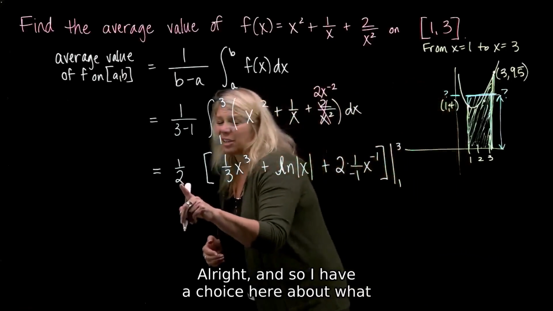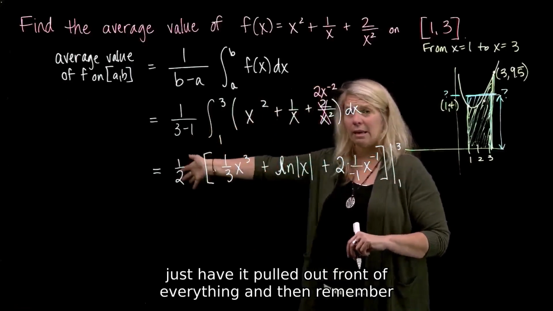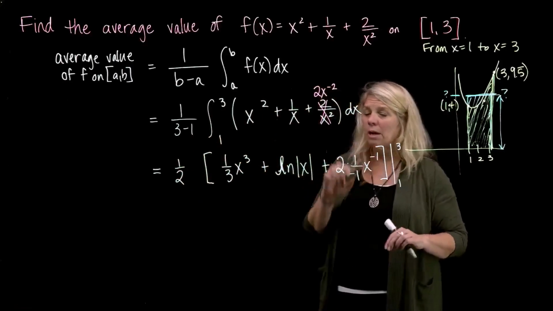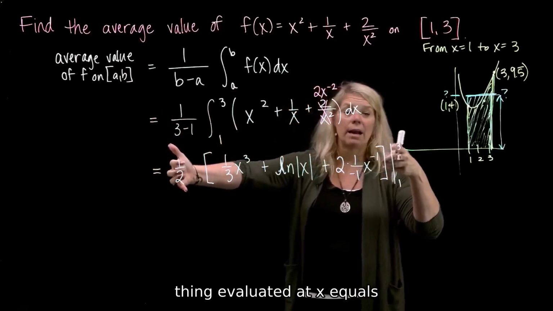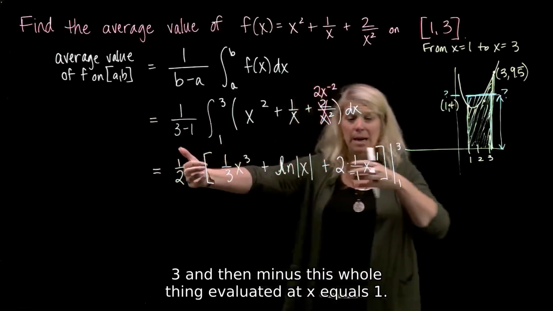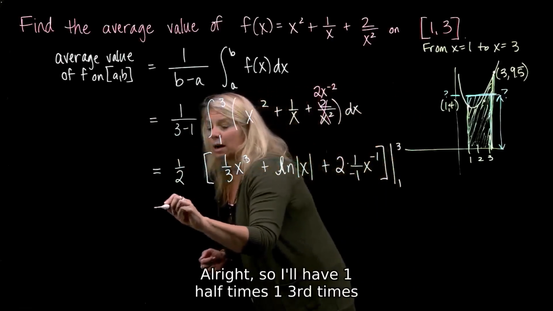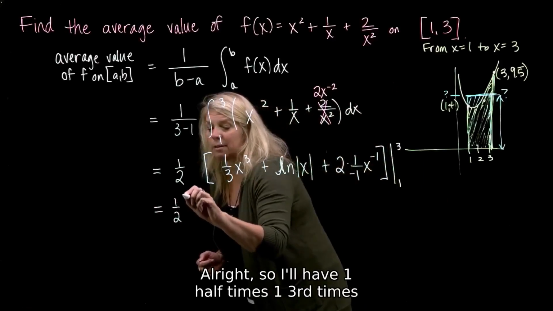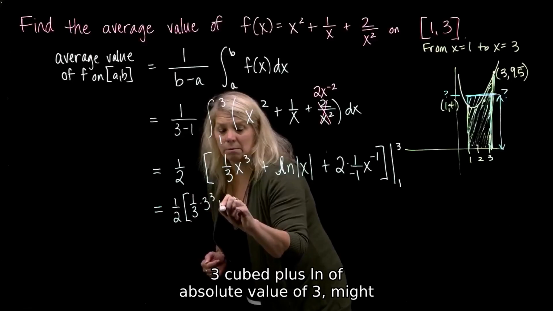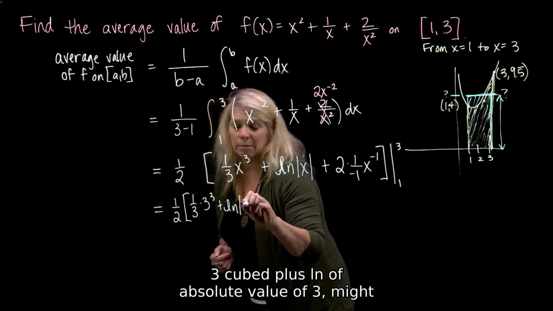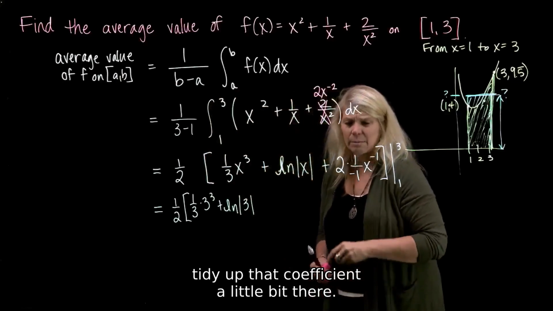All right, and so I have a choice here about what I'm going to do with the 1/2. I can just have it pulled out front of everything and then remember to distribute it through. I'm going to choose to treat it as part of this whole thing evaluated at x equals 3 and then minus this whole thing evaluated at x equals 1. All right, so I'll have 1/2 times 1/3 times 3 cubed plus ln of absolute value of 3.